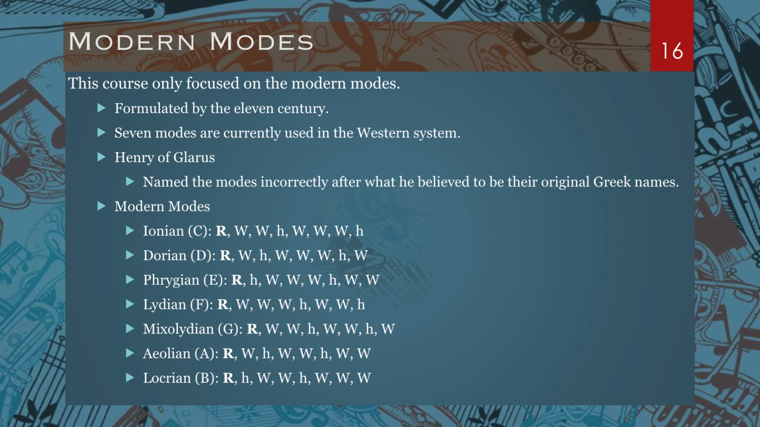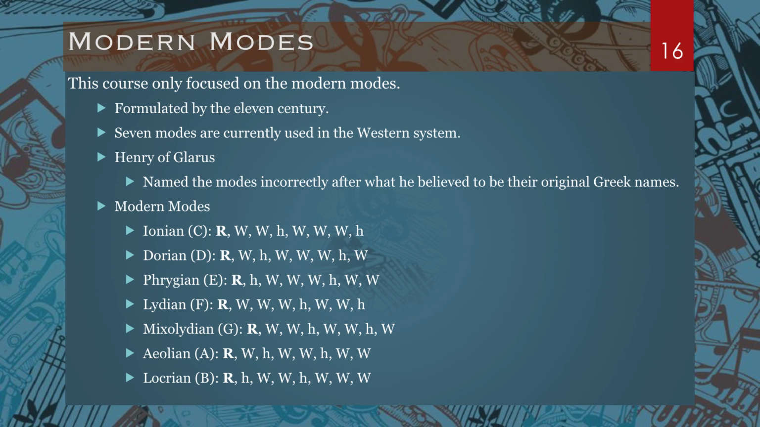Then you have Lydian on F. Then you've got Mixolydian on G. And then you have Aeolian on A. And then Locrian on B. Now you're going to hear there's actually 8 notes there, but there's only 7 unique notes because the first and last scale degree are actually repeated.